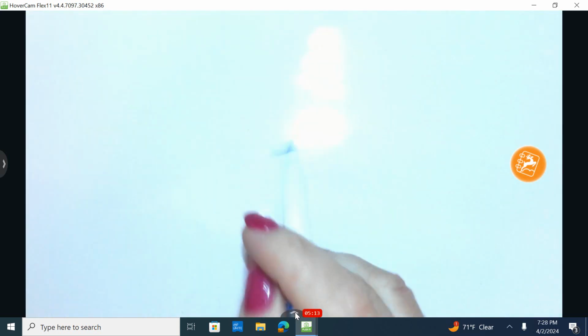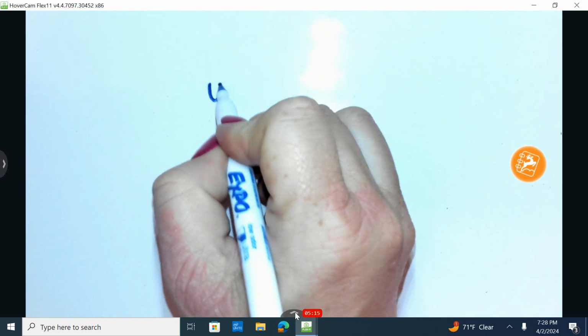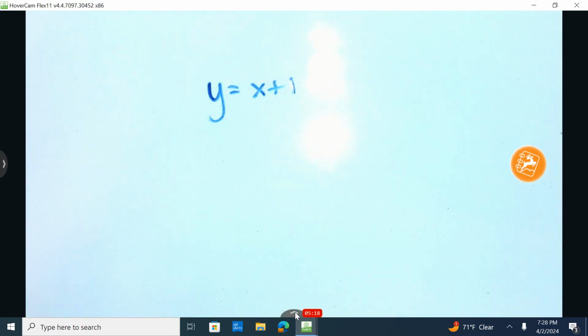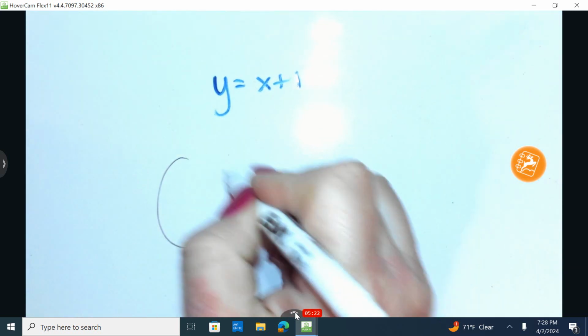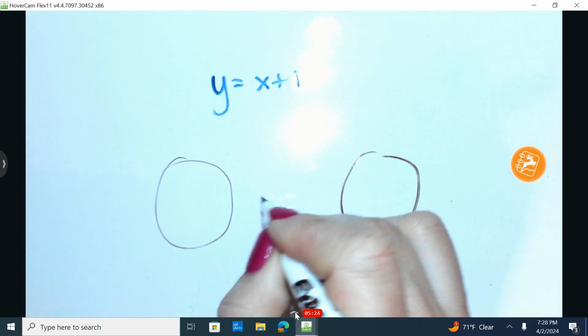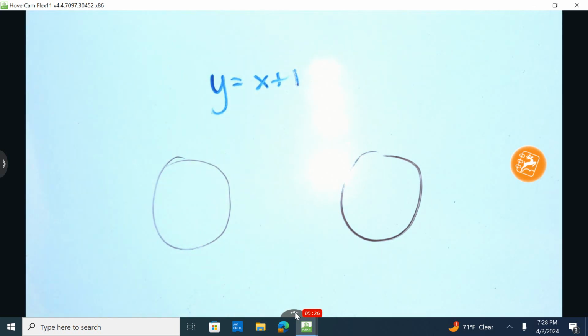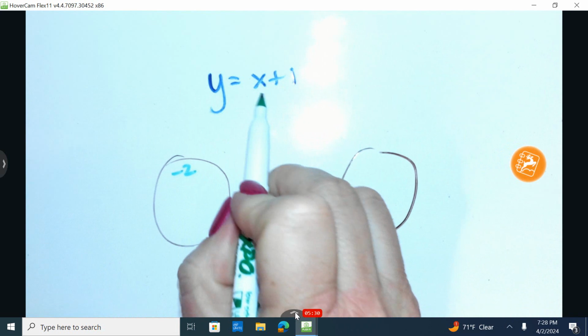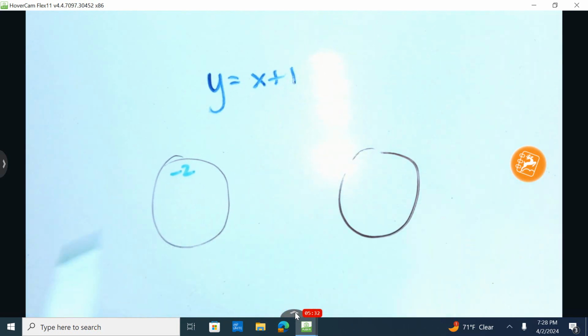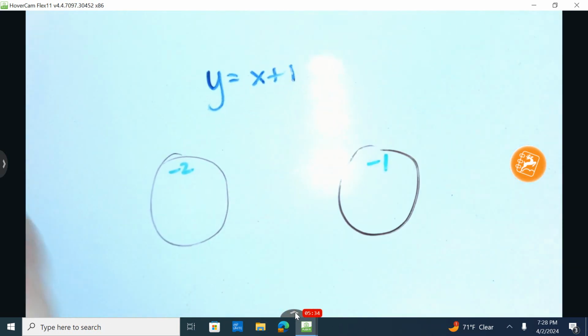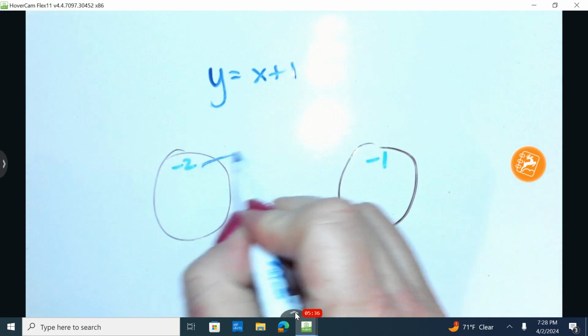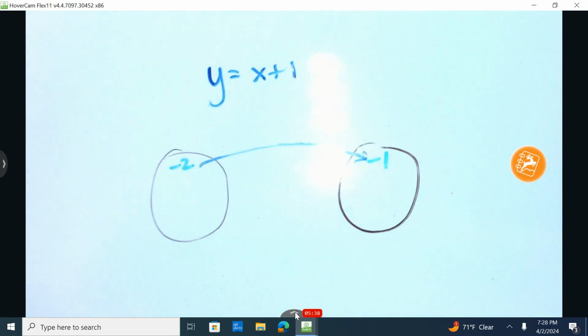Okay, so we have a function here. I'm going to make up a very simple function for us. We have x plus 1, and I'm going to have two circles. Now, when I plug in, I'm going to choose just random arbitrary numbers. Let's start with -2. If I plug in -2, -2 plus 1 is -1. What does that mean? It means that -2 maps on to -1.